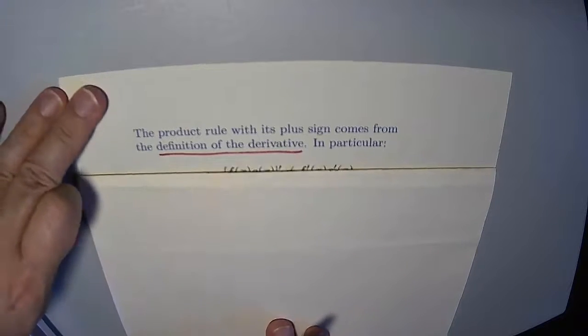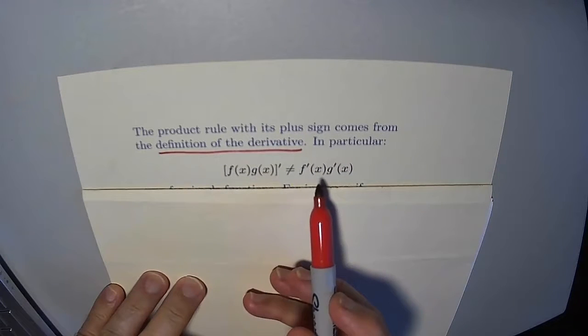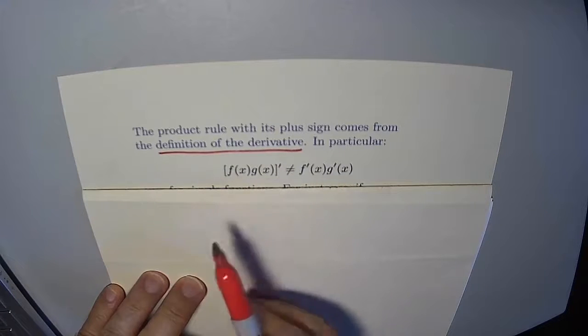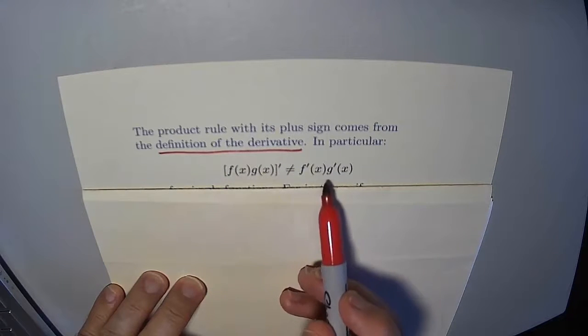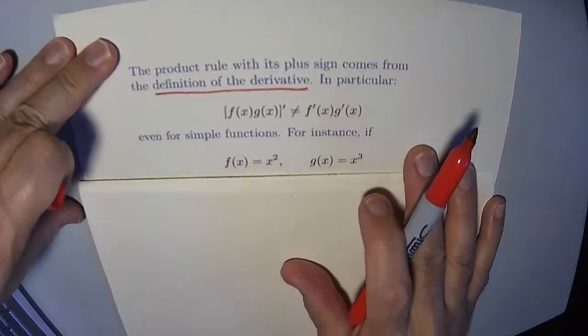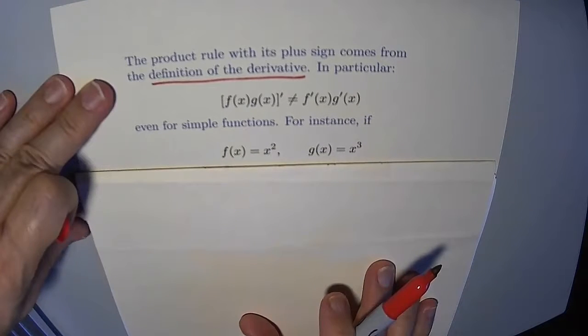Here, let's just point something out. It is not true that we can say that the derivative of a product is the product of the derivatives. And we can see why not, even for very simple functions such as these two.